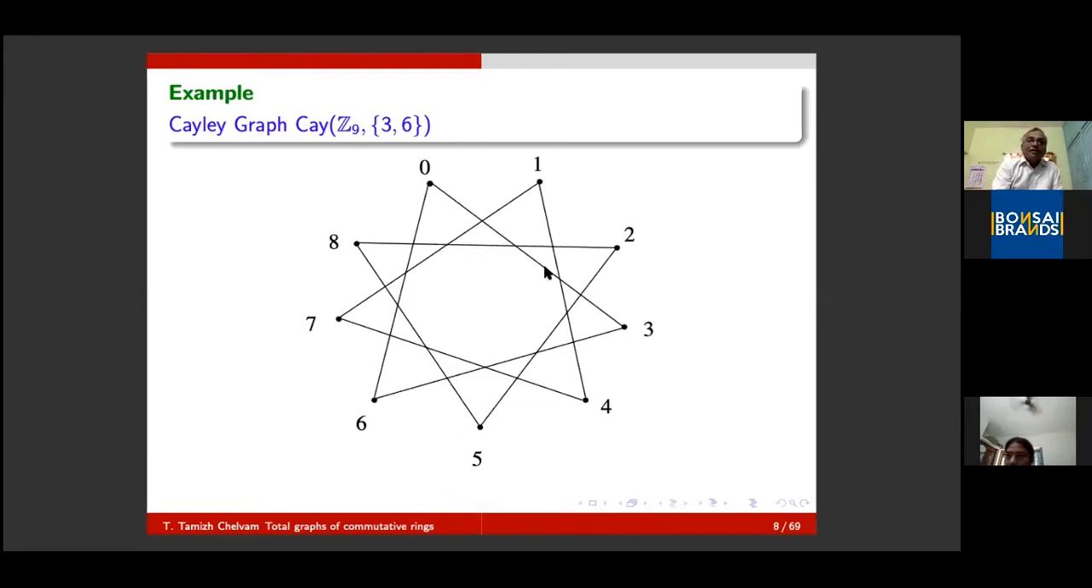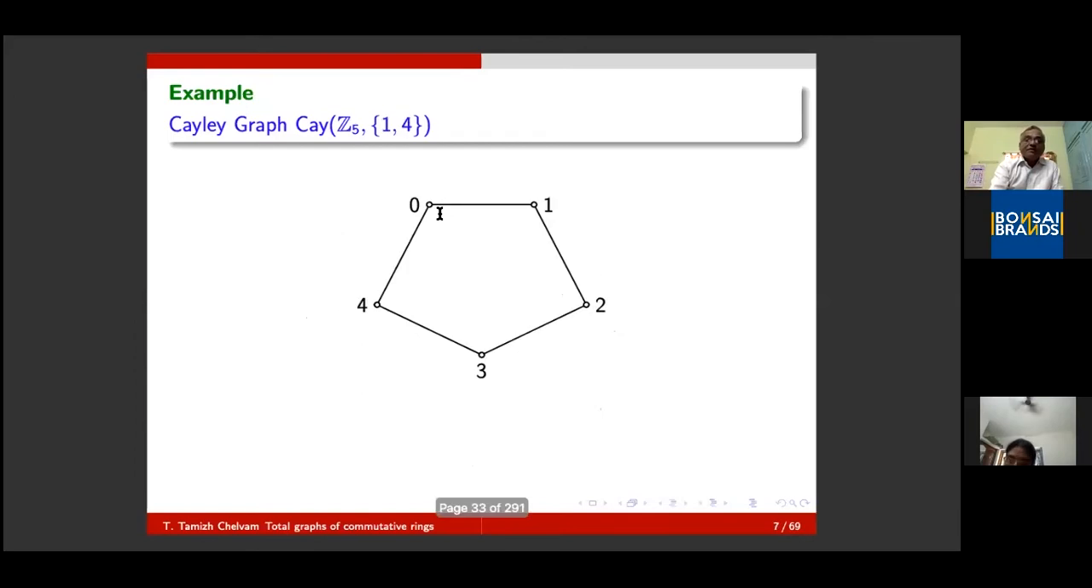Literally, here you please note that 0 and 3 are adjacent because 3 minus 0 is 3. 6 minus 3 is 3. 0 minus 6 is 3. And if you carefully look into that, this graph is nothing but 3K3, 3C3. It is 3 disjoint cycles. So it is not a connected graph, whereas this Cayley graph is connected.